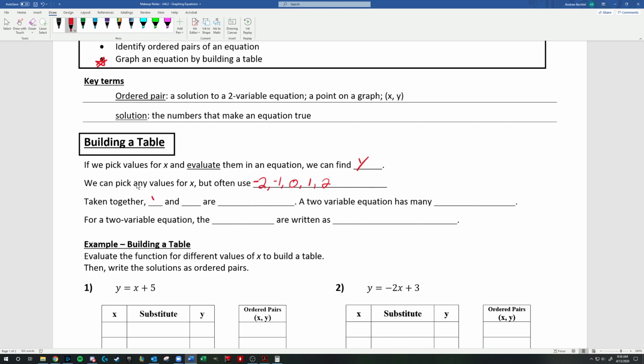Taken together, x and y are solutions. If an equation has two variables, if it has an x and a y, it actually has many solutions. It has infinite solutions even. There are so many different pairs that can work. We represent that as ordered pairs, right? The solutions for a two-variable equation are written as ordered pairs.